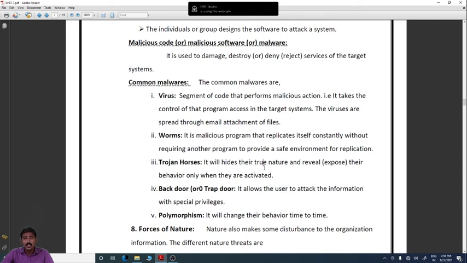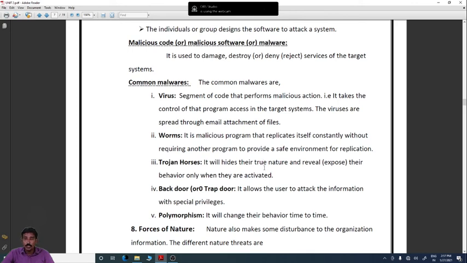And the next one is called a backdoor, or maybe we call it a trapdoor. It means that with the help of some privileged skills, privileged knowledge, we are trying to hack the information. That is called a backdoor or a trapdoor. It means that you are behaving like an authorized person. And the next one is called polymorphism. Here we can't define only one particular activity; the malicious code behaves differently at different times, then it is called polymorphism. So these are the different possible types of malware, the malicious codes: virus, worms, Trojan horses, backdoor or trapdoor, and polymorphism.